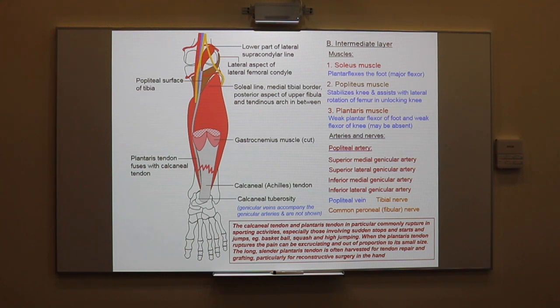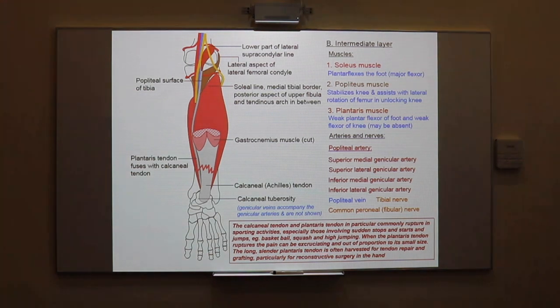So the calcanean tendon and plantaris tendon in particular commonly rupture in sporting activities, especially those involving sudden stops and starts and jumps, for example basketball, squash, high jumping. When the plantaris tendon ruptures, the pain can be excruciating and out of proportion to its small size.